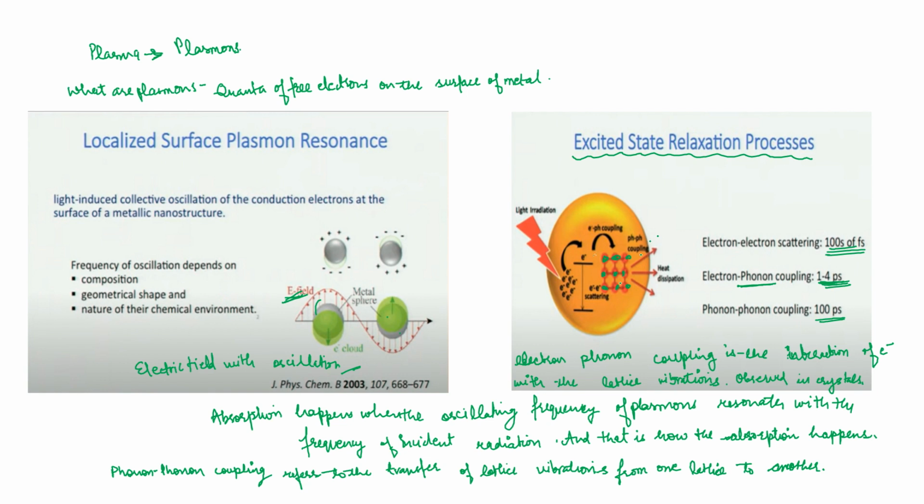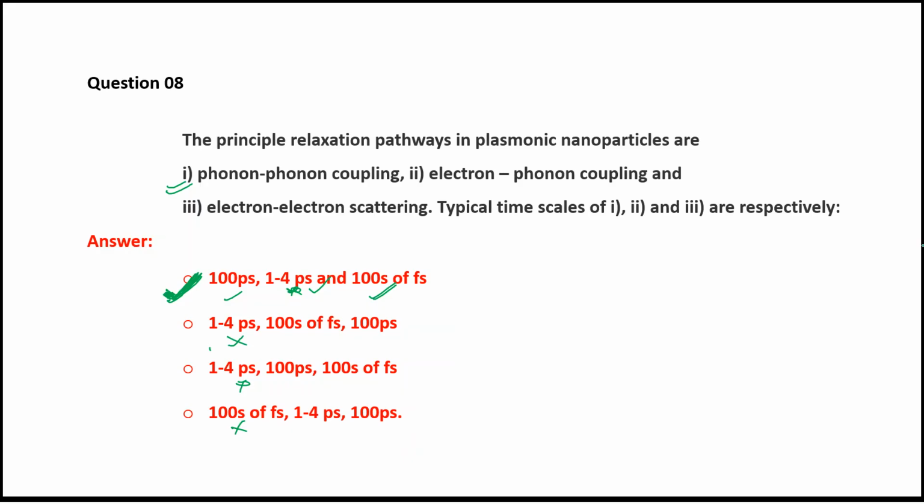Each of these relaxation pathways has a particular lifetime. As soon as the excitation happens, the electron scattering has the least lifetime, of the order of 100 femtoseconds. The second one, electron-phonon coupling, lies in the range of 1 to 4 picoseconds. The third one, phonon coupling, lies in the range of 100 picoseconds. Now, if you have any doubt about the plasmon and the nanoparticles, you can ask, or else we'll proceed to the next question.